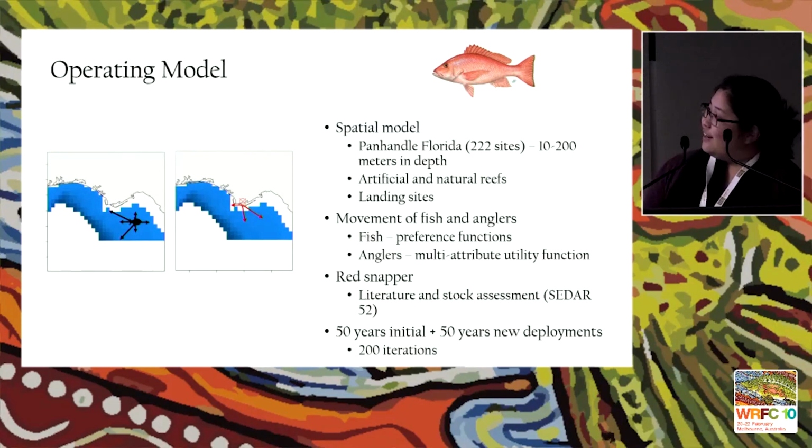Obviously this is based on the red snapper, and in order to tune it, I used values from the stock assessment and literature. For the first 50 years, I assumed that there was actually no additional artificial reefs. I just took the ones that were historic up to 2018. Then the next 50 years after that is when I do all these artificial reef placement rules. During these scenarios, I have to do 200 simulations just to incorporate process error like recruitment or observation error like on catch.